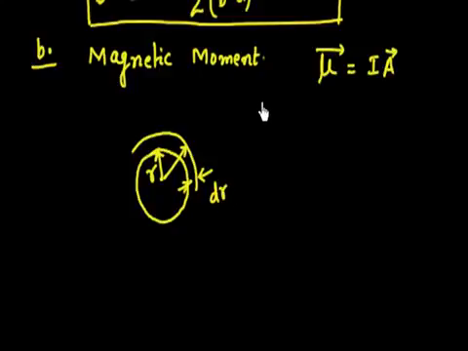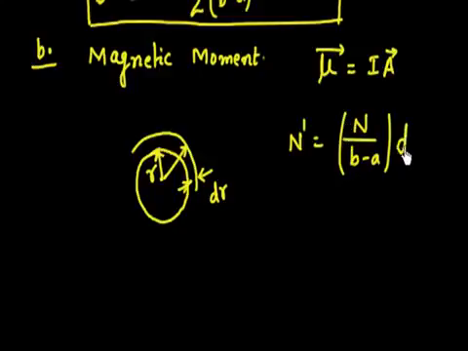Now due to this circular wire, what is the total magnetic moment? There is n number of turns, so n dash, we have already calculated n dash is equal to n by (b minus a) into dr. So this is the total number of turns in this thickness. So due to one wire, what will be the mu? Due to one wire, I can write d mu is equal to I times area. Area is pi r square. So this is due to one wire. But there are n dash wires. Are you getting it or not?